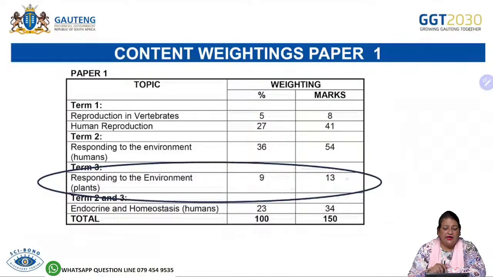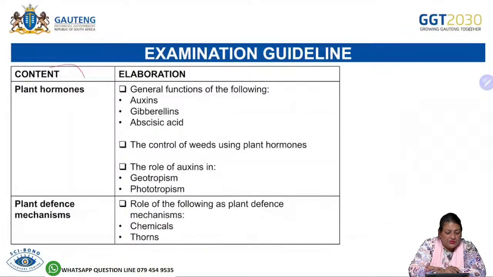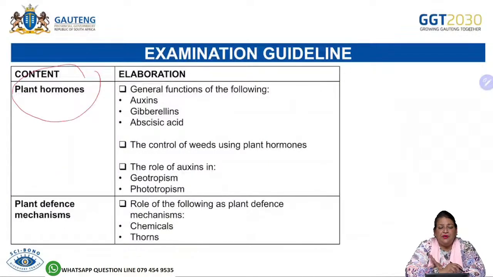Now in the exam guideline, there are 3 plant hormones that you need to know. There are many other plant hormones, but the 3 that you need to know for the exams are your auxins, your gibberellins, and your abscisic acid. Make sure that you know the spellings of these 3 plant hormones. Auxins, gibberellins, that means there are 2 B's and 2 L's, okay? It's gibberellins. And abscisic sounds like scissors, abscisic acid.